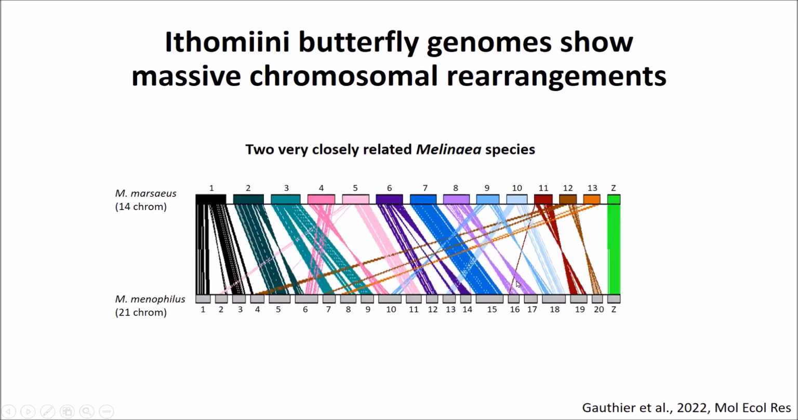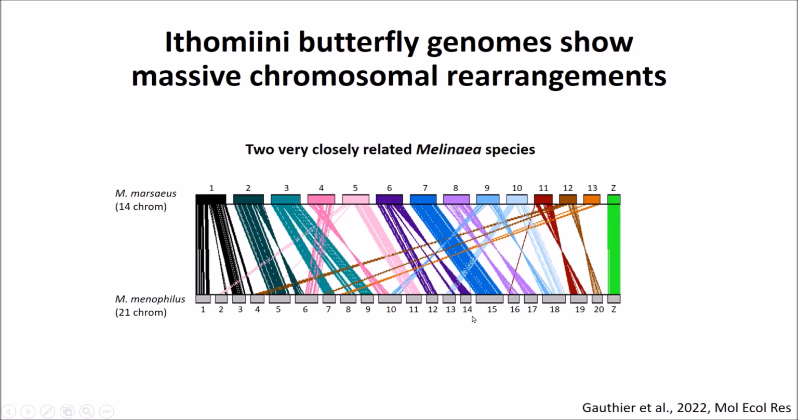But now, being at the Sanger Institute, we can generate beautiful chromosome-level assemblies. Like that, we can actually see which chromosome fused with which other chromosome and how these chromosomes are related to each other. And what we find is a huge mess. For instance, chromosome 4 in Melinea marseus is chromosome 10 in Melinea menophilus, which is a bit fused with chromosome 9 in this species, which is here in chromosome 18, which is fused with 10 in this species, which is fused with 13, which is part of 6, which was split into 4 chromosomes.